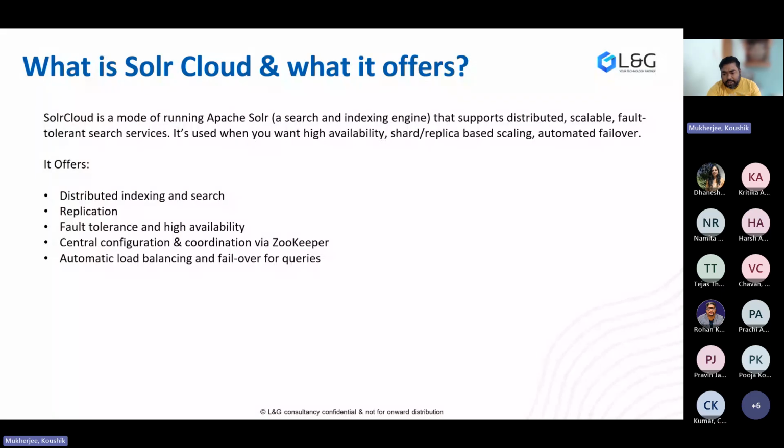Then it also offers replication. Replication means that each shard can have multiple replicas, so that if one node fails, another replica can take over. That is another facility we have in SolrCloud. Fault tolerance means high availability. When one node fails, the system can recover and elect a new leader. It runs with a leader and follower concept. So if the leader node fails, another follower will automatically become the leader. So it has high availability.